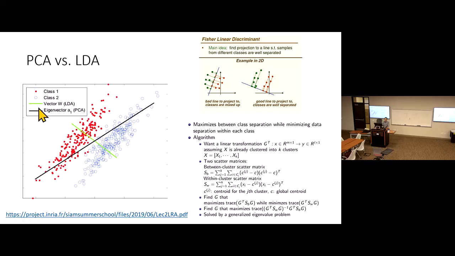If you do LDA, you will find the first axis should be this green line. Once these points are projected on this green line, the centers of these two classes of points will be most separable. What most separable means is that the distance between the projected centers will be maximized.